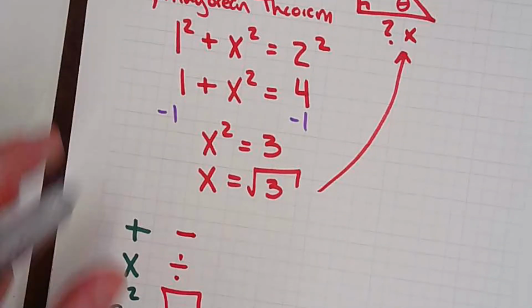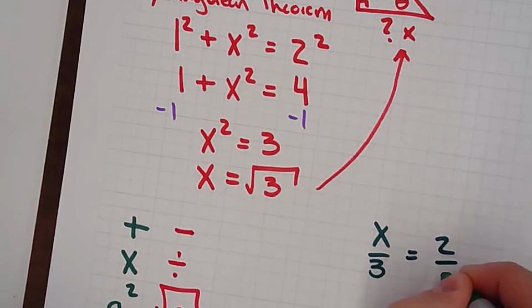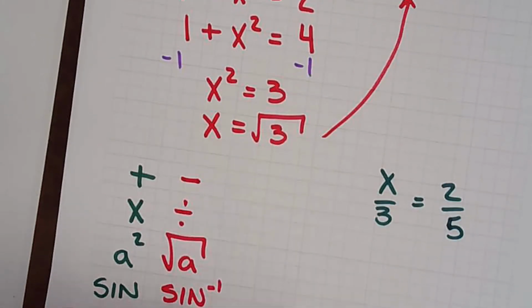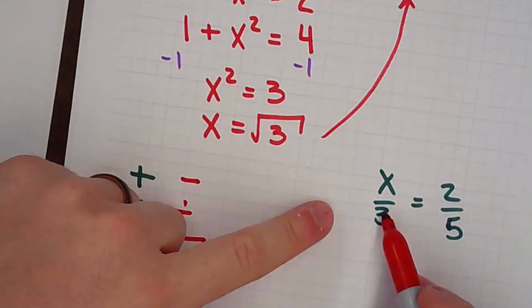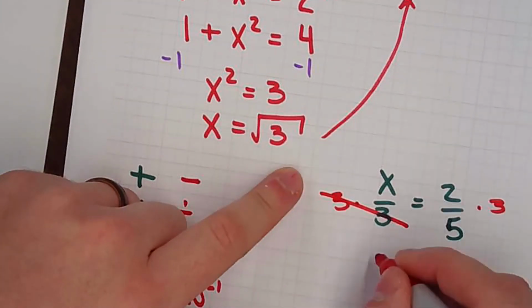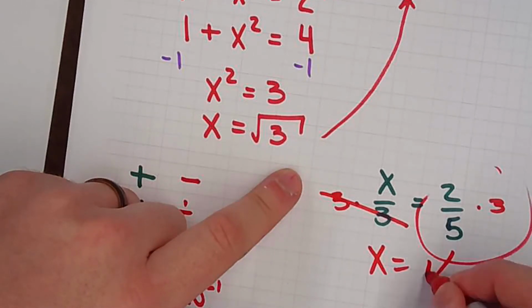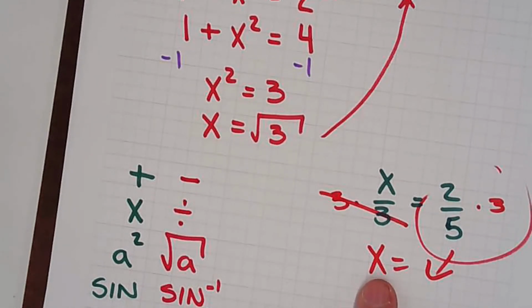So before, when we had x over 3 equals 2 over 5, how do we get x on its own? What do we do to get rid of that divide by 3? Multiply by 3 to both sides, right? And it goes away, and we get x equals whatever this is. So we did undo what was bothering x, and we got x on its own, and then we got some answer. That's going to be 6 over 5.